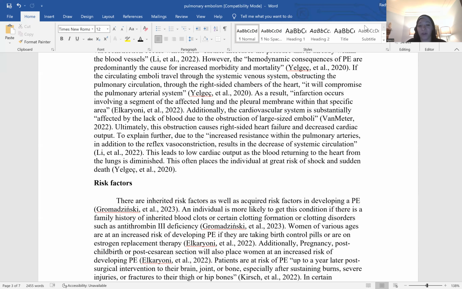To explain further, the increased resistance within the pulmonary arteries, in addition to the reflex vasoconstriction, results in a decrease of systemic circulation. This leads to low cardiac output as the blood returning to the heart from the lungs is diminished. This often places an individual at a great risk of shock and sudden death.